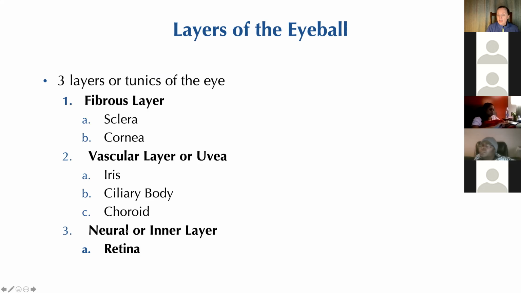The innermost layer where the light strikes is the neural layer, okay? And that is your retina. That's where we're going to have the rods and the cones, the photoreceptors.